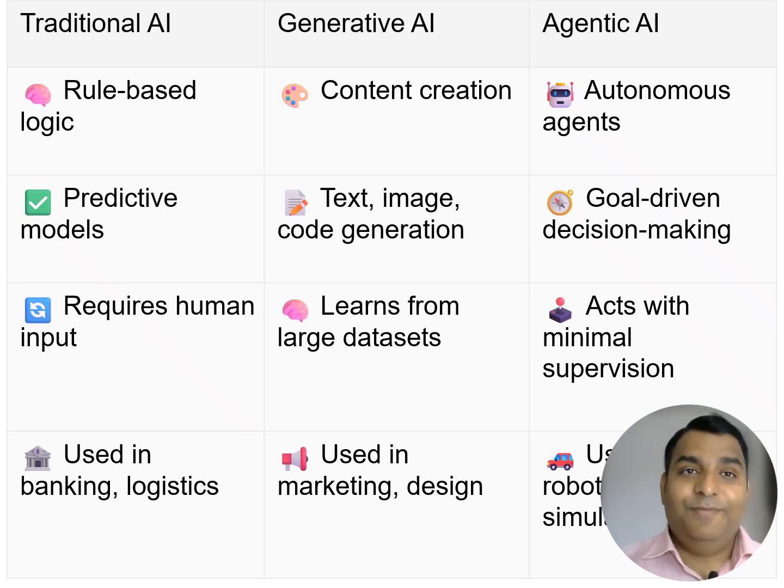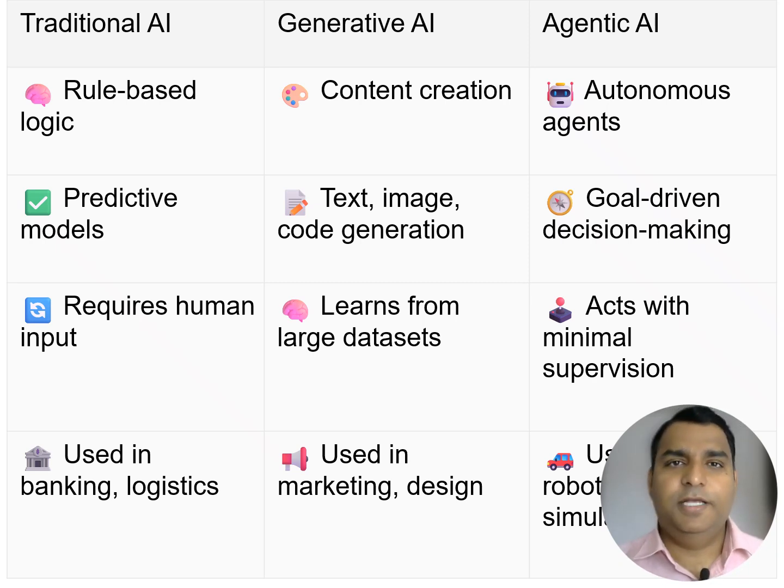And again, from the human input perspective, traditional AI required human input. Gen AI worked on text, images, and code generation. Agentic AI is again goal-driven decision making. Most of the use cases for traditional AI are banking, logistics, and so on. Gen AI is primarily marketing and designing. Agentic AI is on robotic simulations.